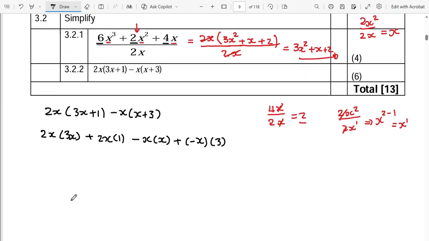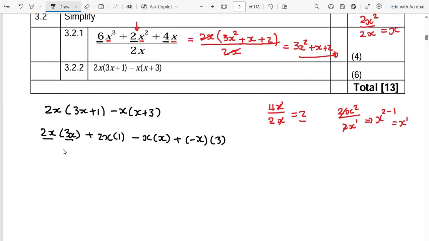So now I'm going to say 2x times 3x. That gives us 6x squared. Then 2x times 1, that gives us positive 2x. Then minus x times x, that gives us minus x squared. Then minus x times 3, that gives us minus 3x.